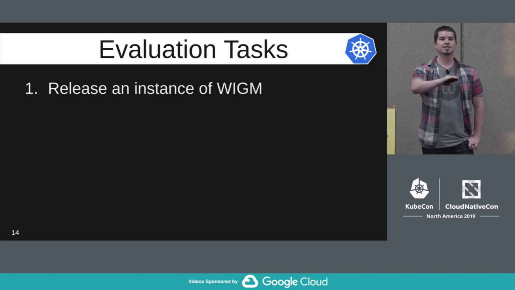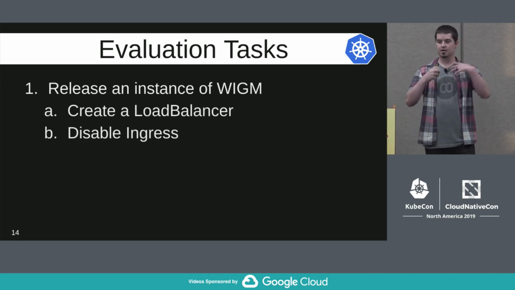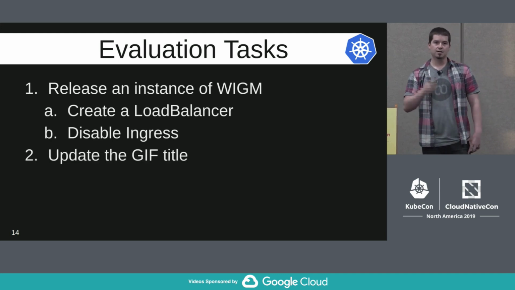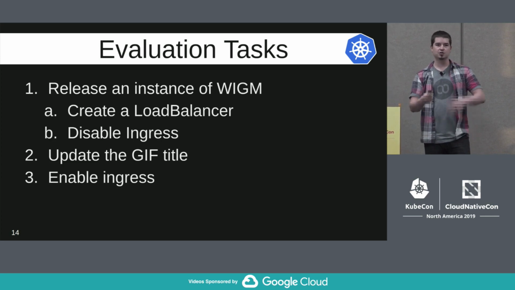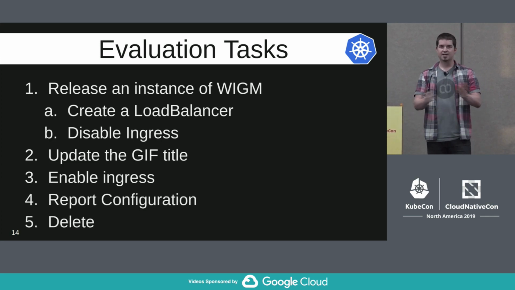Every time we use one of these systems, I'm going to evaluate them the same way. We're going to do basic CRUD. We're going to create a new instance. We're going to create a load balancer and not create ingress. We're going to update the title. We're going to re-enable ingress, just two different updates. Then we're going to report what we've done, and then delete everything. That's it. This is the basic rubric for testing.